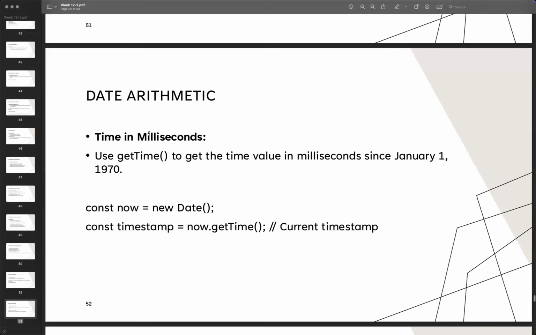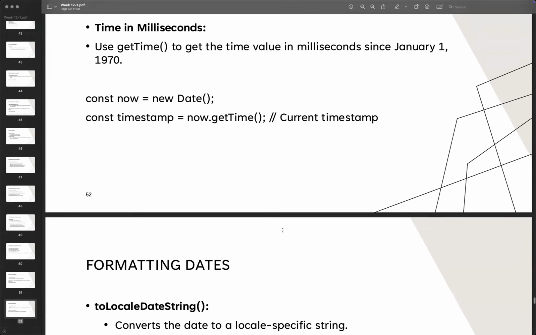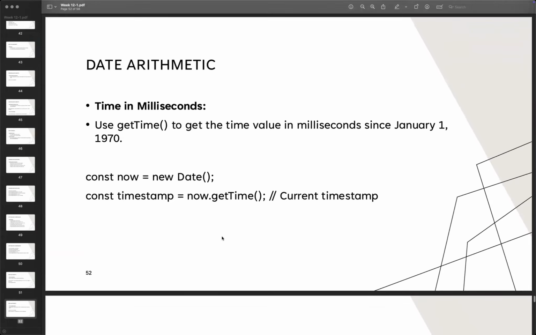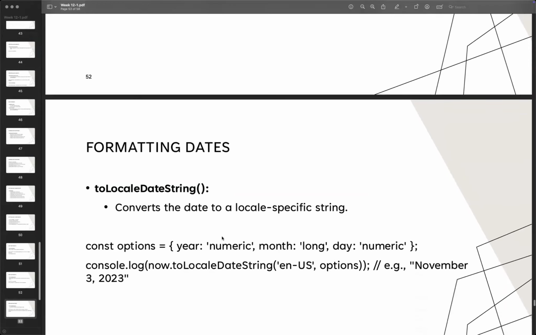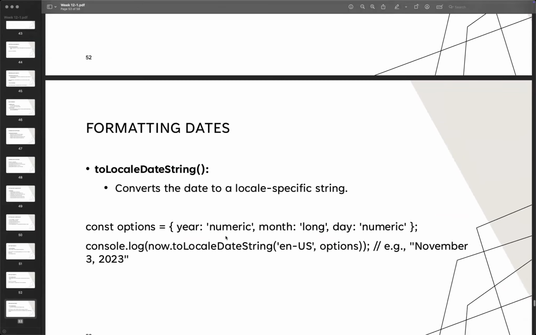And also we'll get the time in milliseconds. We're using getTime, so the value is in milliseconds. So we always create the current timestamp. getTime gives the timestamp, which is a huge number, and based on the timestamp we can also get the value.